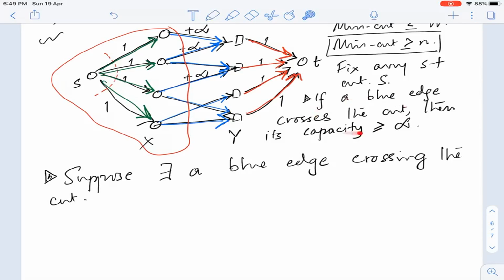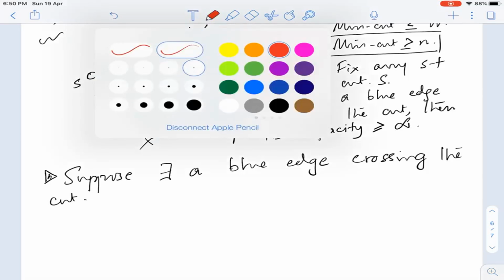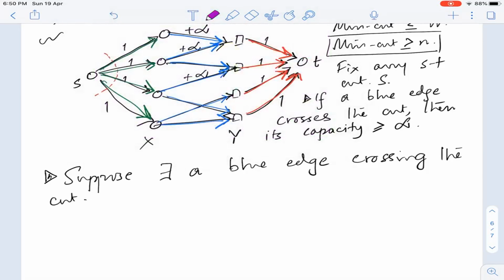So this is exactly what I've written here. If a blue edge crosses this cut, then its capacity is at least infinity. So we better not worry about those cuts. Okay. So which are the cuts about which I might worry a little? Which are the cuts for which there is a chance that the cut size might actually drop below n, or at least they have finite capacity? Those category of cuts are as follows. Let me show you a cut which is of that category.